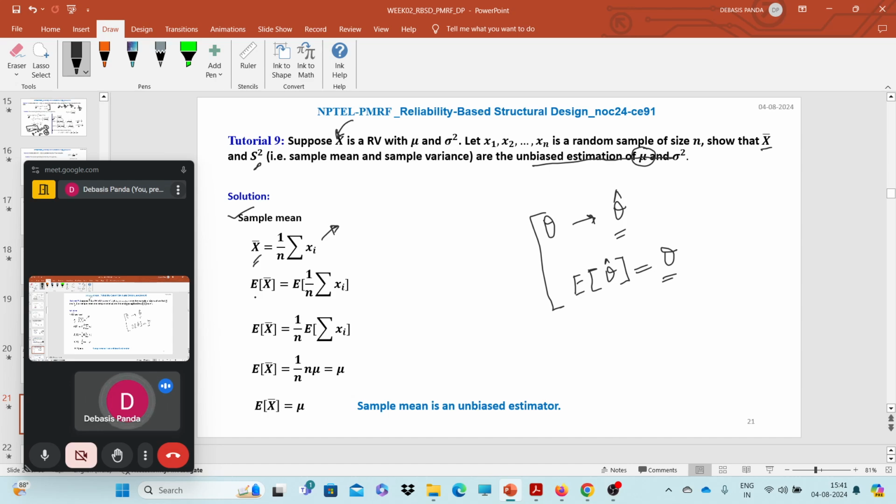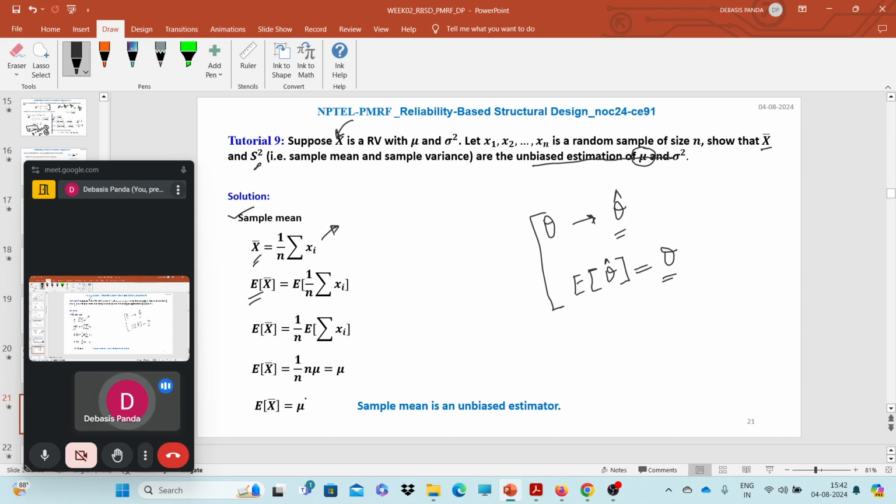We need to take the expectation of the sample mean. So the expectation of the sample mean, now let's solve it. The expectation of 1 by n times the summation of xi. Now 1 by n is a fixed quantity, so it comes outside of the expectation, and we have the expectation of the summation of xi.